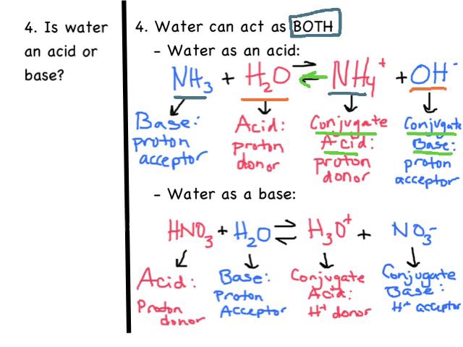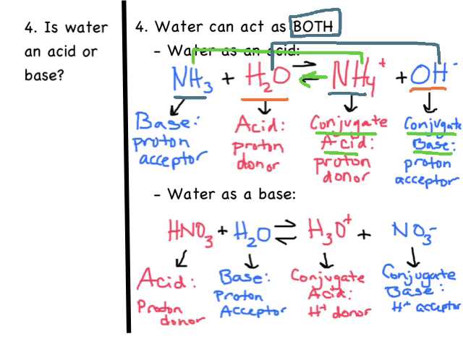So a base on the left-hand side is going to be paired with its conjugate acid on the other side, and an acid is going to be paired with its conjugate base on the other side as well. So those go hand in hand. Now let's take a look real quick and see how water can act as a base this time. So remember, a base is a proton acceptor.